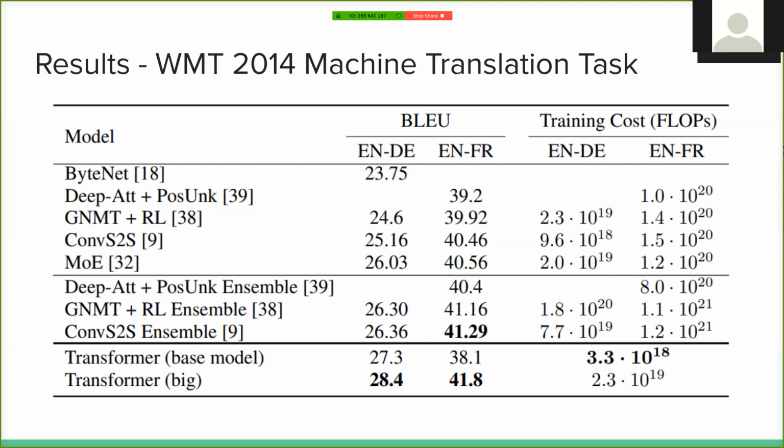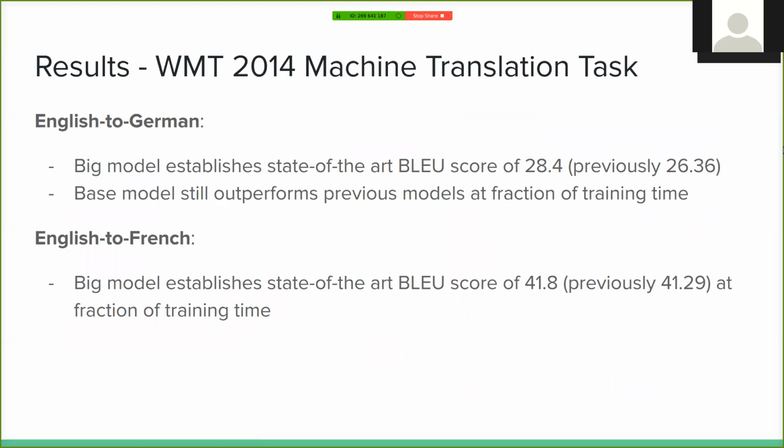We can see that in English to German, the big model has achieved a new state-of-the-art score of 28.4. And in the English to French task, well, it's also a new state-of-the-art score, but even the base model is performing very well in the English to German translation task, and every time it's at a fraction of the computation costs of the other methods. So there's very strong results.